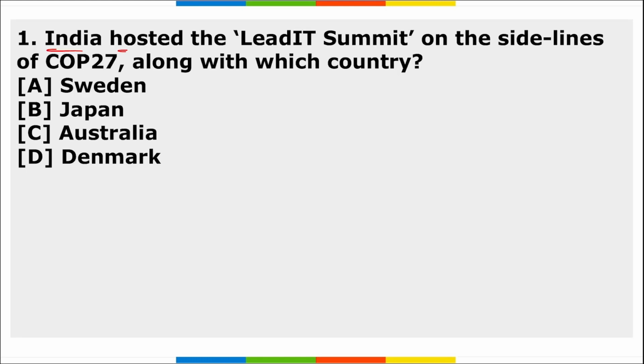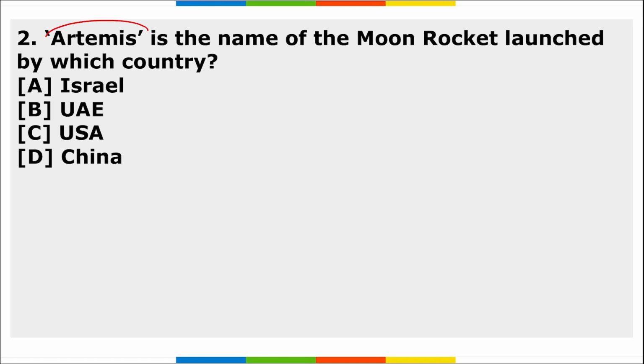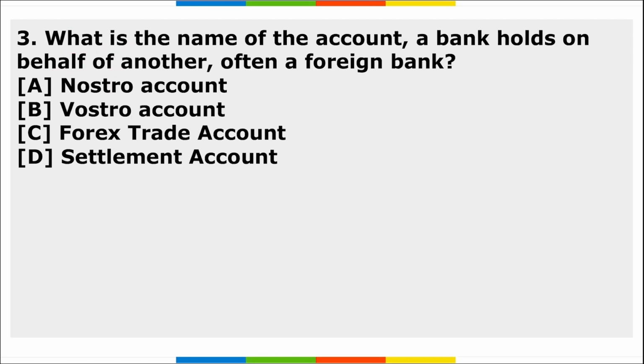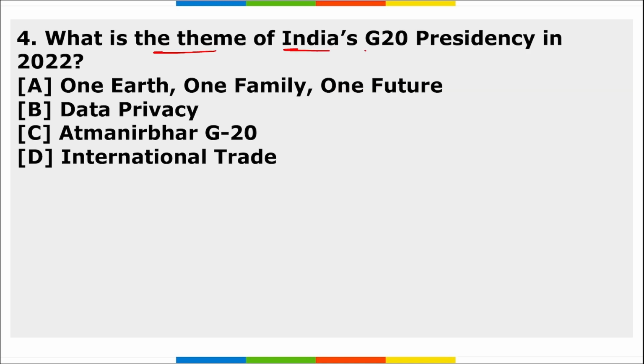First question: India hosted the Lead IT Summit on the sidelines of COP27 along with which country? Second, Artemis is the name of the moon rocket launched by which country? Third, what is the name of the account a bank holds on the behalf of another, often a foreign bank? Next, what is the name of India's G20 presidency in 2022?